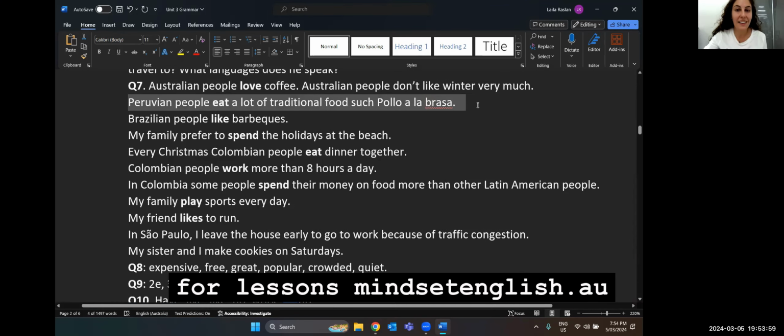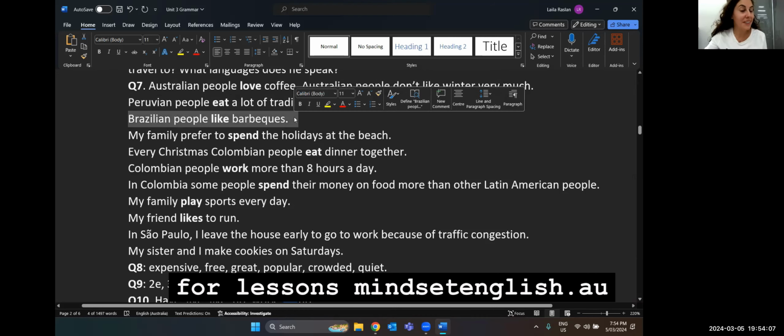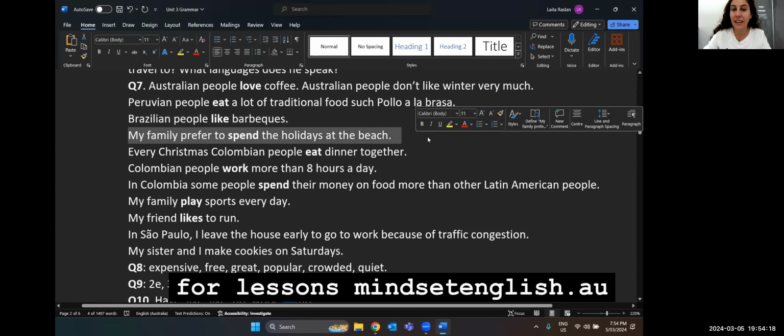Peruvian people eat a lot of traditional food such as pollo a la brasa. True. Brazilian people like barbecues. Yeah, fact, true information. Right now, Brazilian people like barbecues. My family prefer to spend the holidays at the beach. Okay, so it's not talking about a particular time like yesterday or what happened in the future. It's just now in general.